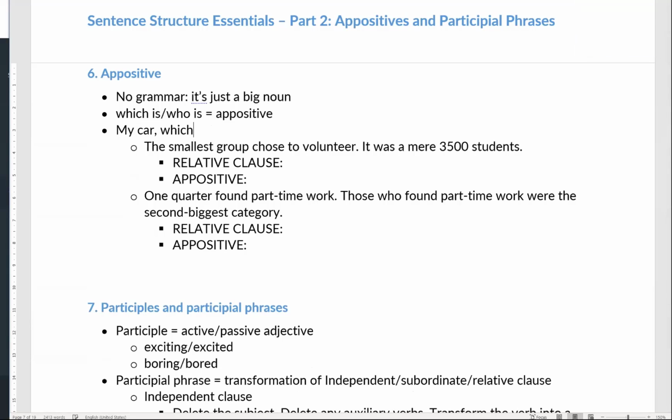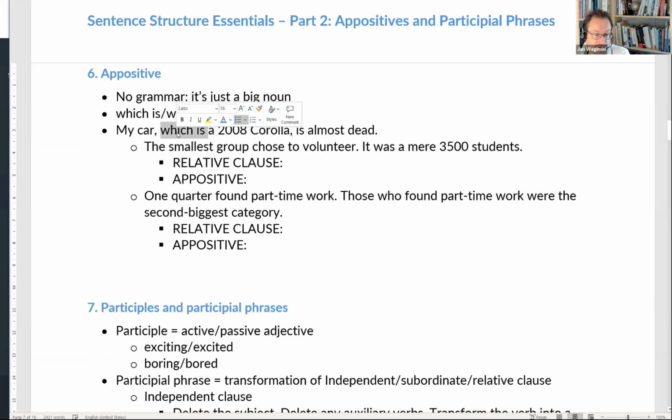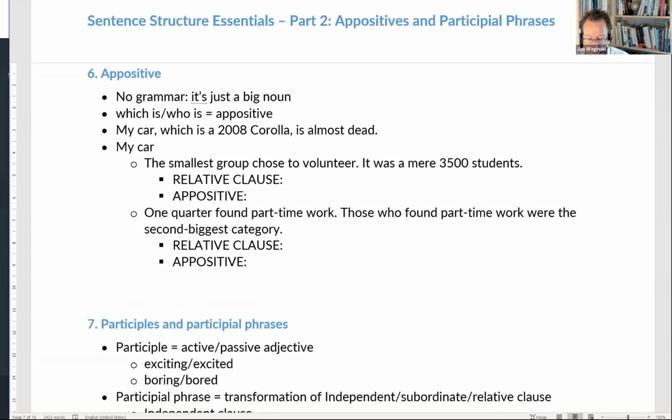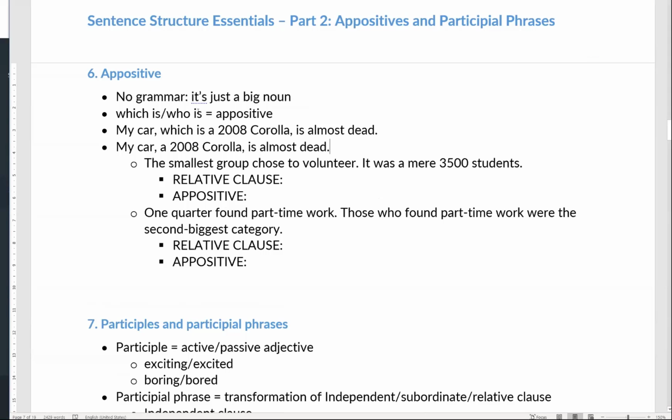My car, which is a 2008 Corolla, is almost dead. So this is this kind of scenario. Which is means equals, right? So we don't need to put that. We can just say my car, a 2008 Corolla, is almost dead. This means exactly the same as the preceding noun. We don't need to put any pronoun in front of it. We don't need any conjunction, no verb, nothing. This is one noun after another.